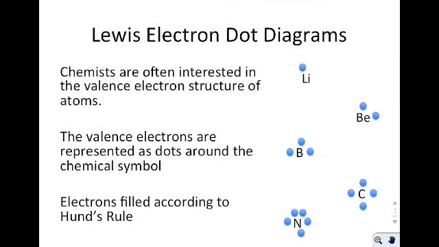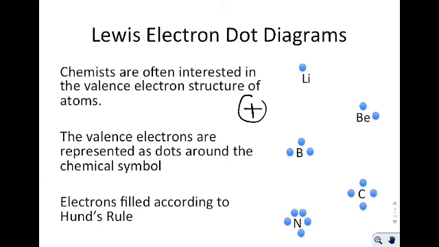You can create what's called a Lewis dot diagram, and a Lewis dot diagram is a way of referencing the valence electron structure of a particular atom or series of atoms. What you do is you draw only the valence electrons. Now the valence electrons represent the electrons that are in the outermost orbital.